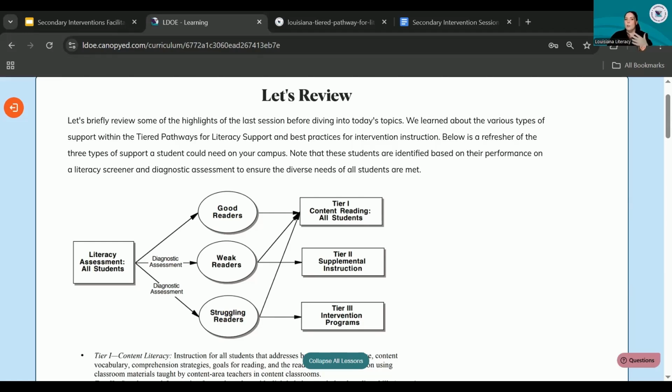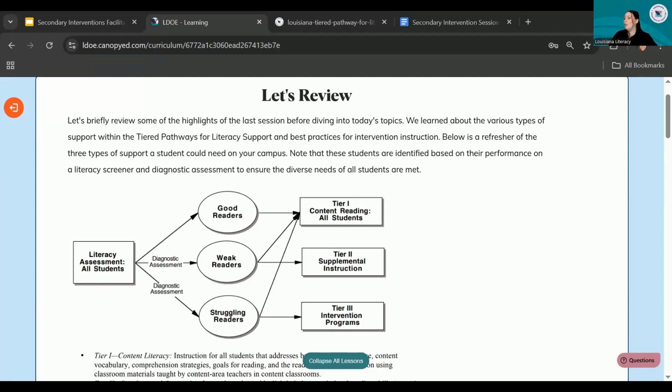What is the first assessment that we would give students in this process of trying to identify students who might need intervention? What would be the first assessment we give them? I'm gonna give you a moment. Just type in the chat. It's something that we would give to all of our students probably at the beginning of the year. A literacy screener. Thank you, Terry.